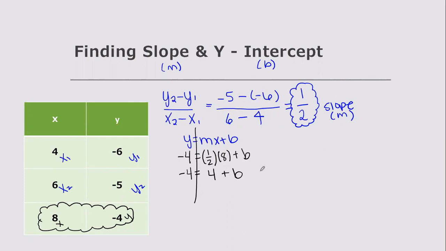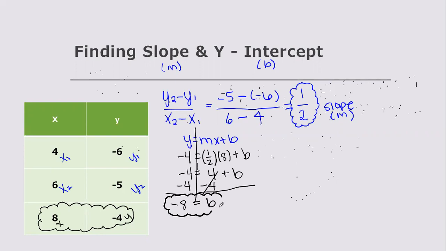So this isn't looking too complicated because now I only have one thing to do, which is to get rid of this 4 so I can solve for b. How would I get rid of this +4 that's just by itself? Subtract. Perfect. So I'm going to subtract this 4 from both sides. -4 minus 4 is -8. This canceled out, so -8 equals b. Here's my y-intercept.